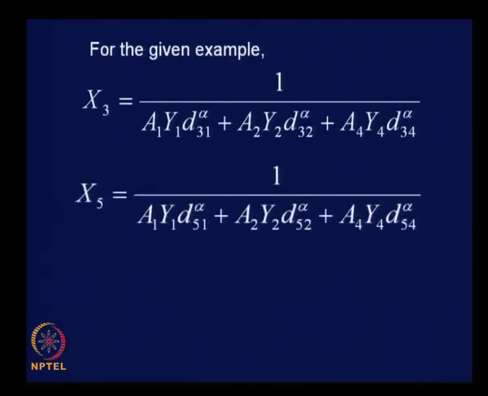And x5 can be written as 1 by a1 y1 d51 raised to power alpha plus a2 y2 d52 raised to power alpha plus a4 y4 d54 raised to power alpha, because zone 5, which is a production zone, is connected to zones 1, 2 and 4.